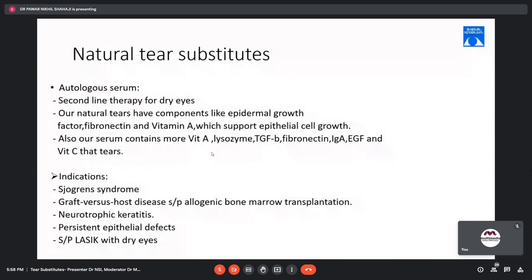There are some natural tear substitutes used such as autologous serum. It's a second line therapy for dry eye. Natural tears have components like epithelial growth factor, fibronectin, vitamin A, which support epithelial cell growth. Also, our serum contains more vitamin A, lysozymes, transforming growth factor beta, fibronectin, IgA, epithelial growth factor, vitamin C, like natural tears. Indications are such as Sjögren syndrome, graft versus host disease, status post allogeneic bone marrow transplantation, neurotrophic keratitis, persistent epithelial defects, status post LASIK with dry eyes.